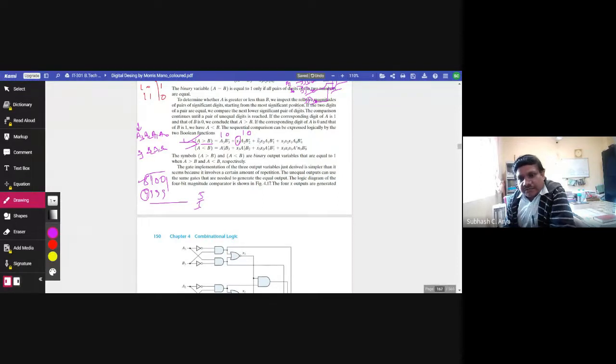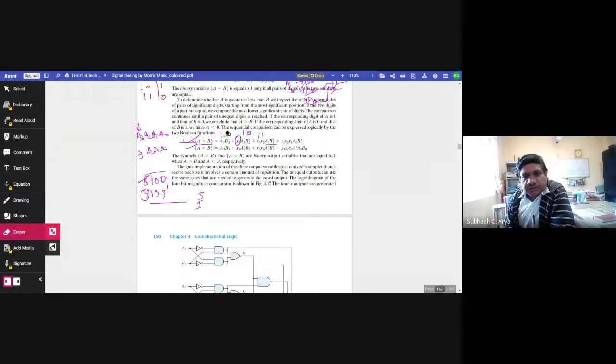That is, we have reached here because the first MSB and second MSB are both the same. Then we check the next bit. If this is also the same, then we go for the last one: X3, X2, X1, A0, B0 bar. You see, this is an OR gate, so any one condition will be satisfied to make A greater than B. Okay.